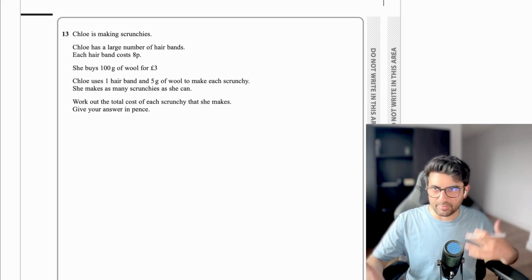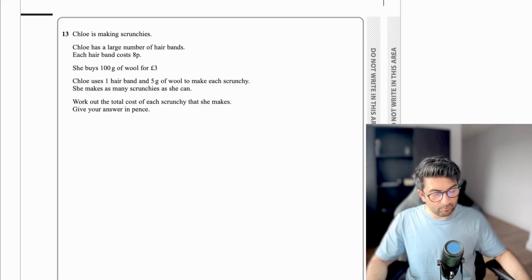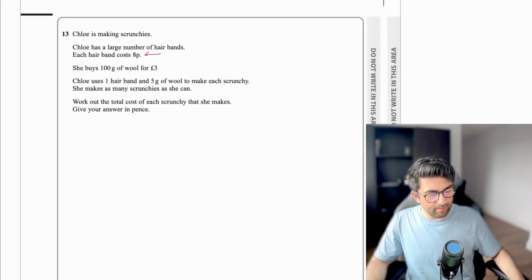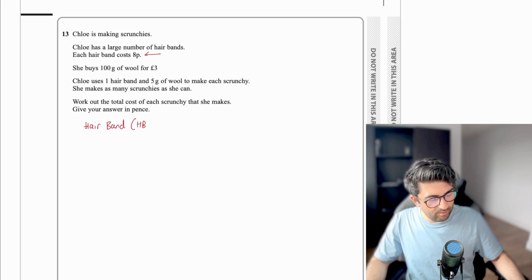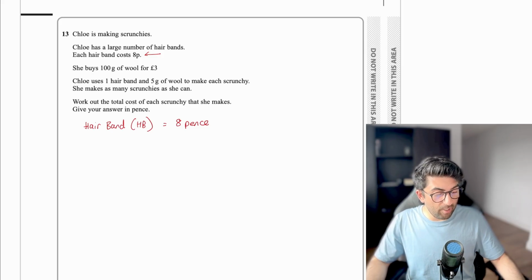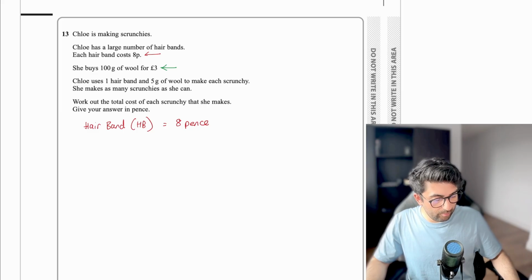Okay, so there's a lot happening in this question, so let's break it up a little bit. I'm going to start with the fact that a hairband is 8p. Hairband, I'm going to call that HB, is 8 pence. So far, so good. And 100 grams of wool is £3. So 100 gram wool equals £3.